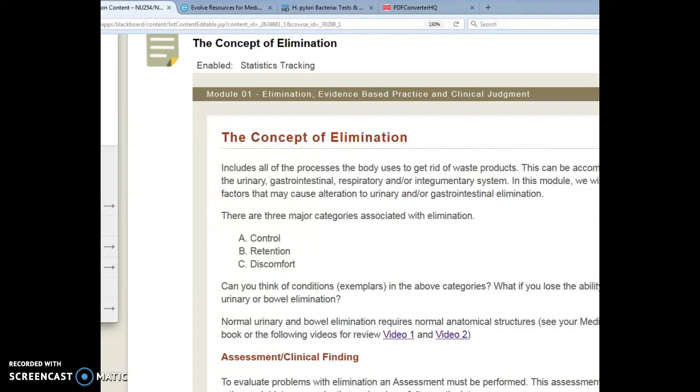In regards to discomfort, you might as well go ahead and connect that back to the control and the retention categories, because obviously you're going to be uncomfortable if you're urinating all the time. And you're going to also be uncomfortable if you're having constipation or urinary retention.